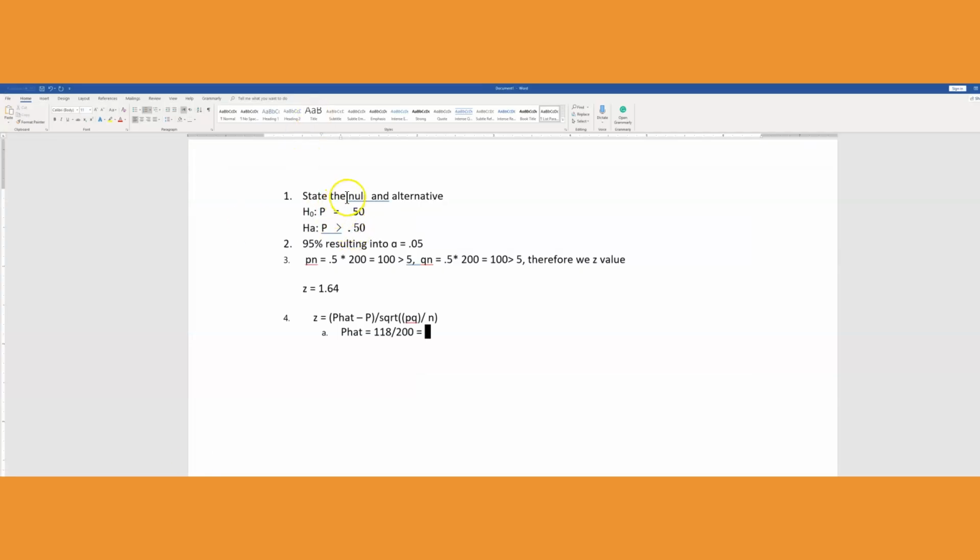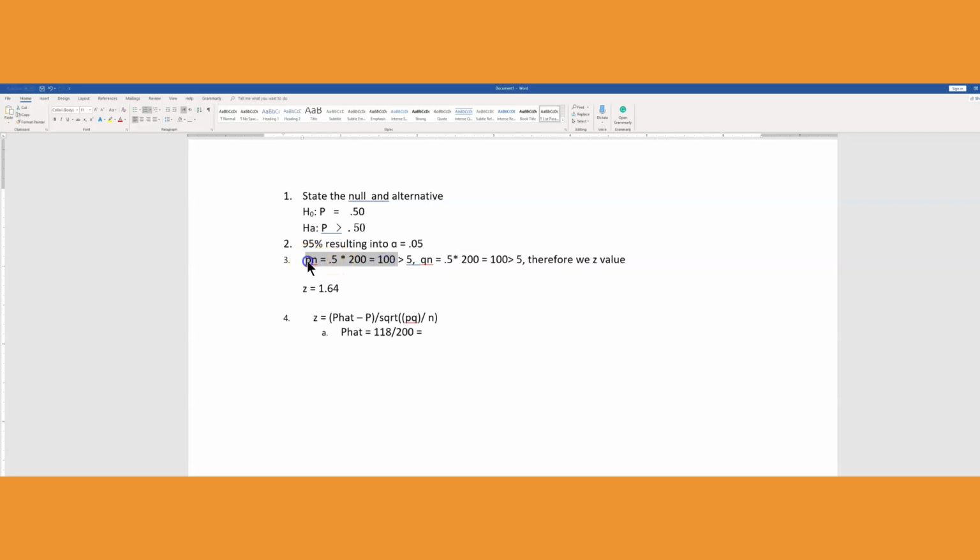As you notice here, I stated the null hypothesis and the alternative. The null hypothesis is p equal to 0.5, and the alternative hypothesis is p greater than 0.5, as stated clearly in the question. Since we have the 95%, with no other confidence value included, we're going to grab the 95%, resulting in an alpha of 0.05.